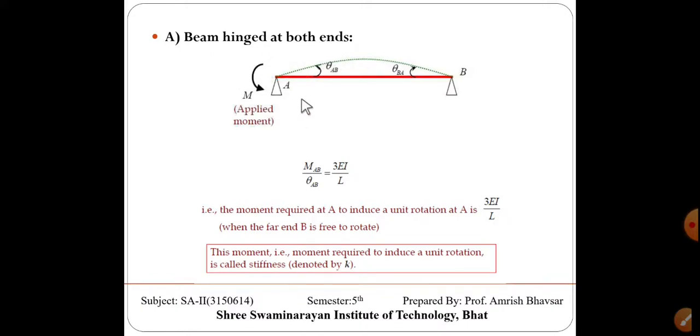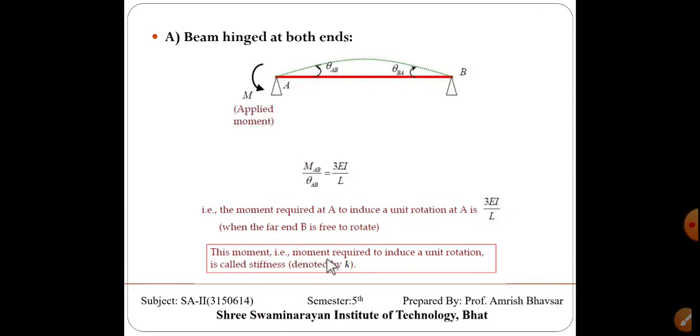So whenever we find the moment as well as rotation, what is going to be done? Suppose both ends are hinged, then MAB upon theta AB is equal to 3EI upon L. This means the moment required at A to induce unit rotation is 3EI upon L, when the far end B is free to rotate. Here the rotation at point B is free because it is a simple support. So from this 3EI upon L we can get the moment.